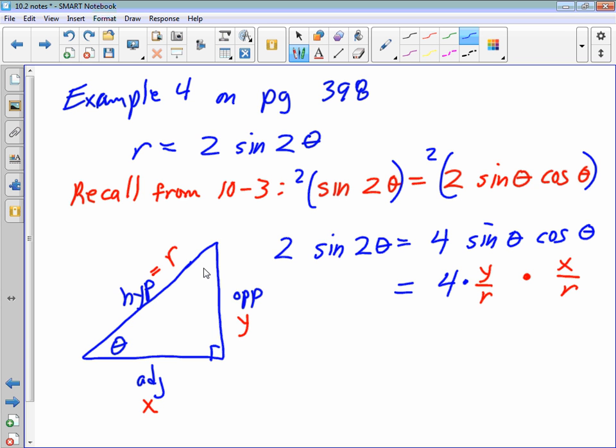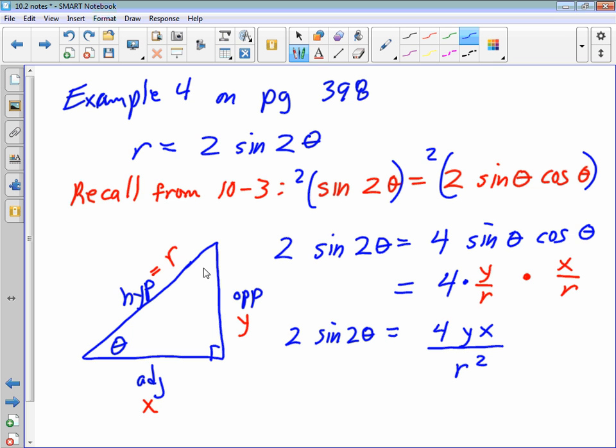And then it's not so bad. So then we would have 2 sine 2 theta equals 4xy, or yx, it doesn't matter, over r squared. Okay, and that's not so bad.